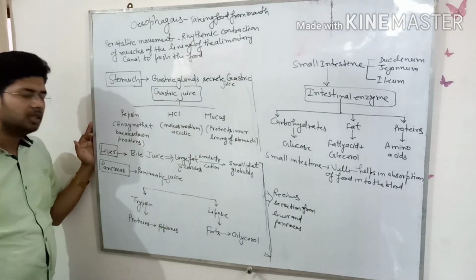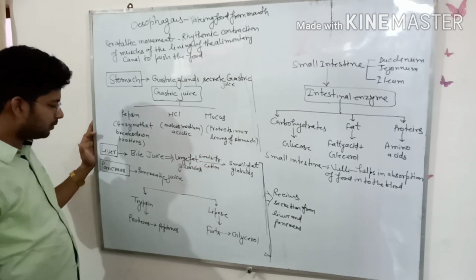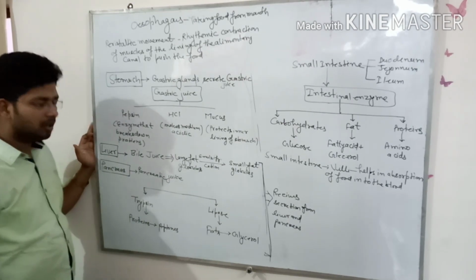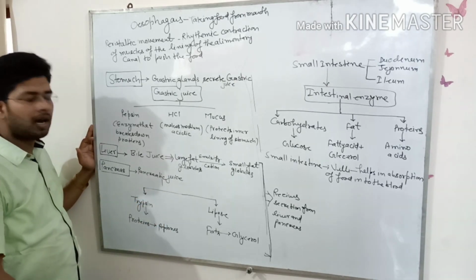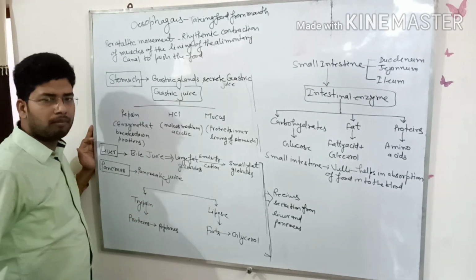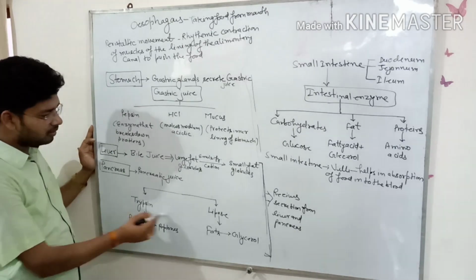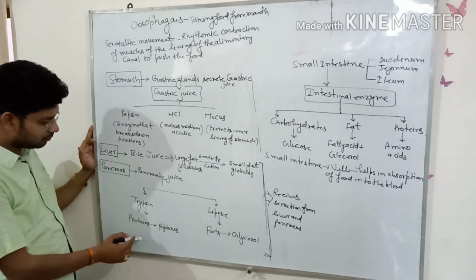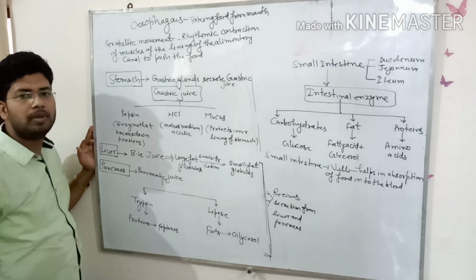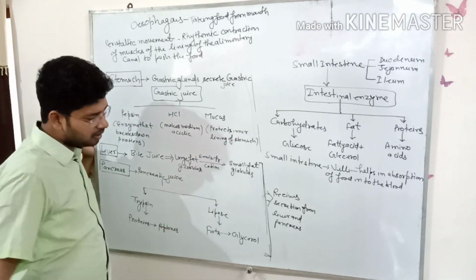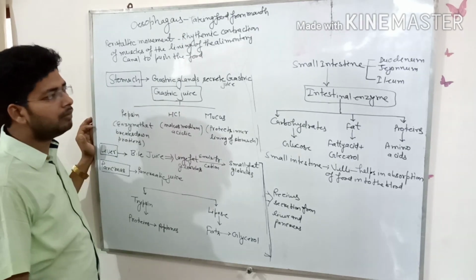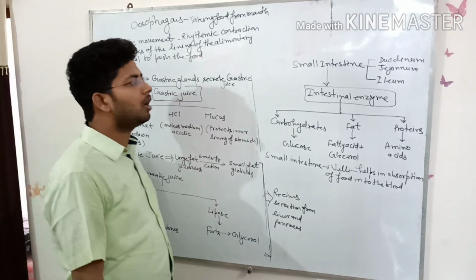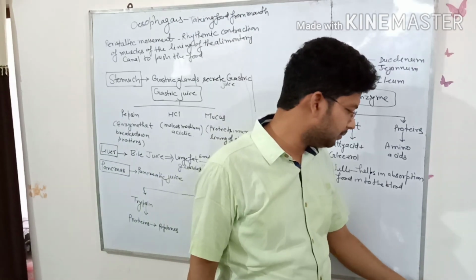And the pancreas secretes pancreatic juice. The biocatalysts of pancreatic juice are trypsin and lipase. Trypsin converts proteins into peptones, and lipase converts fats into glycerol. So, we want to discuss the small intestine.